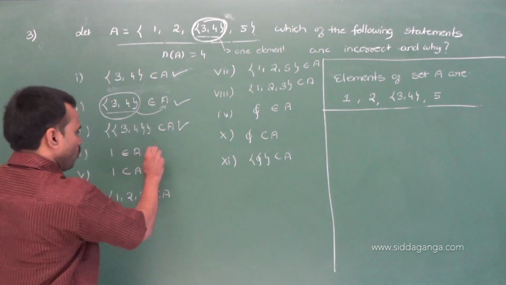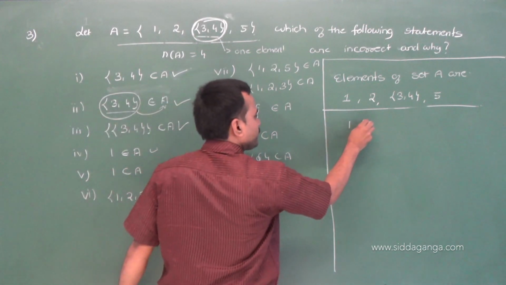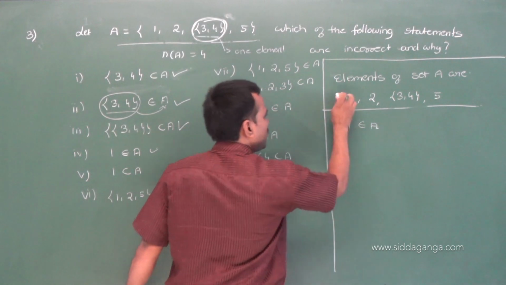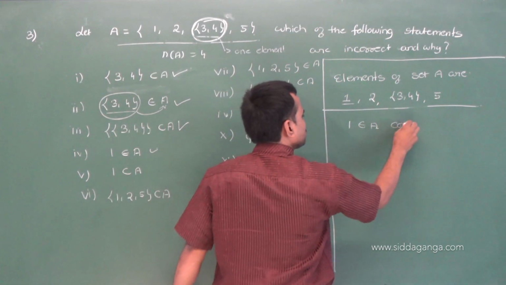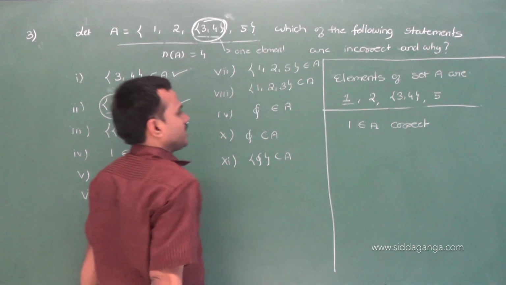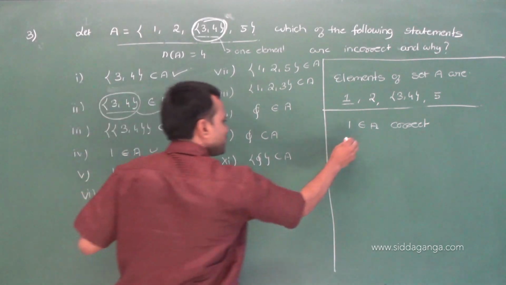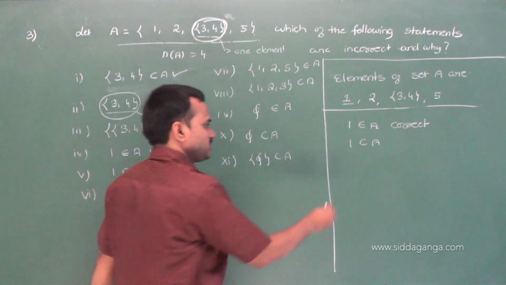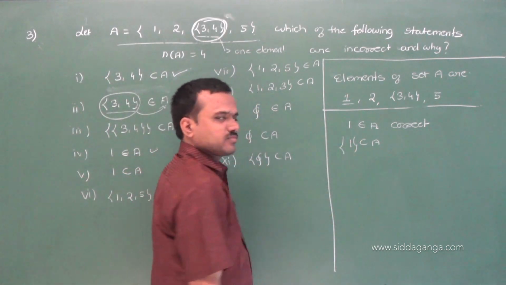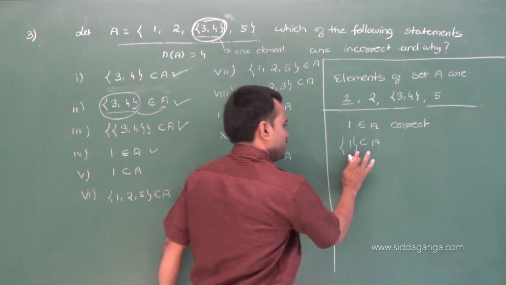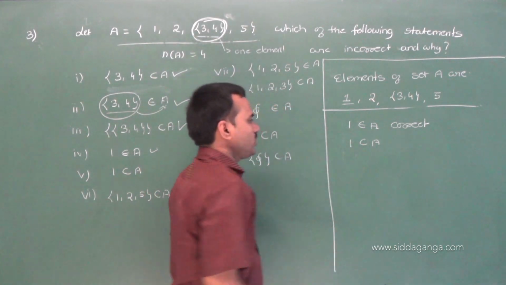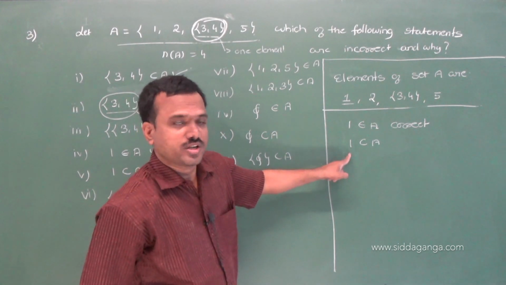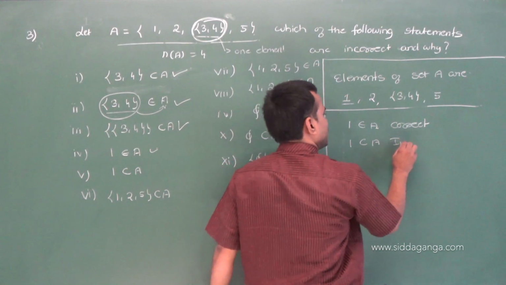Fourth question. 1 belongs to A. Yes, no doubt it is an element. Correct. 1 belongs to A because it is correct. Now, {1} subset of A. If I write subset, then we write it like this, only then it is a set. What he has given is only one element. It is not a set. That's why it is incorrect.